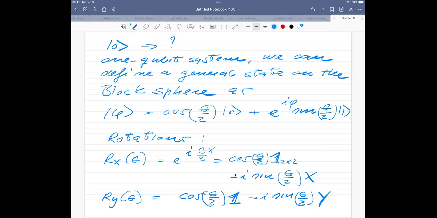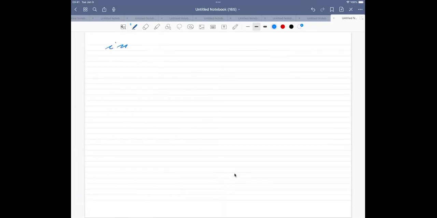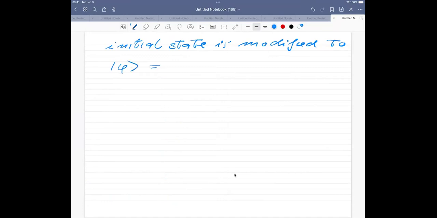So what we could do now is to think of the initial state. The initial state is modified to become a general state phi, and we could think of this as a general state with an Ry, an angle theta, and an Rx, an angle phi, multiplied with the original state. So that means that the state which we have is going to depend on the angles theta and phi here. So this is a general initial state, which we can initialize the system in this specific way.